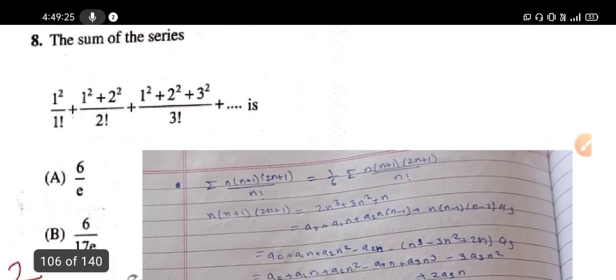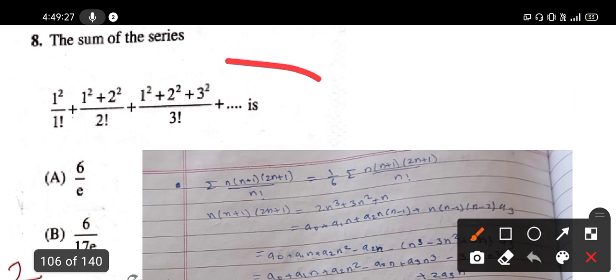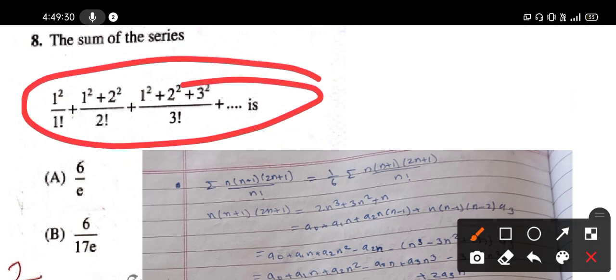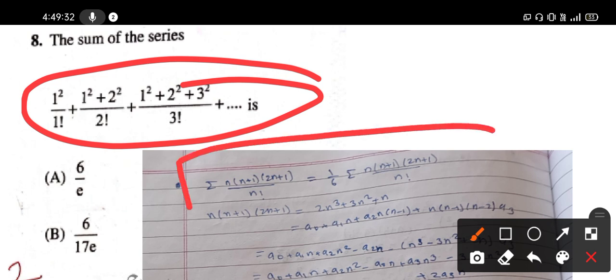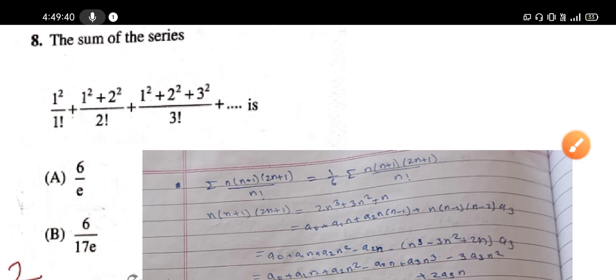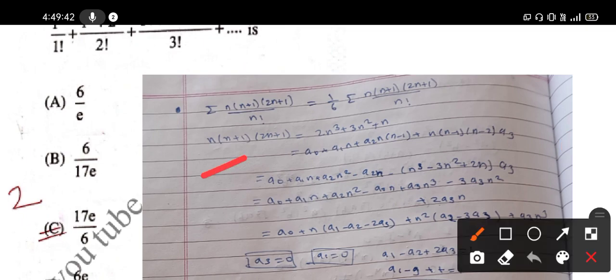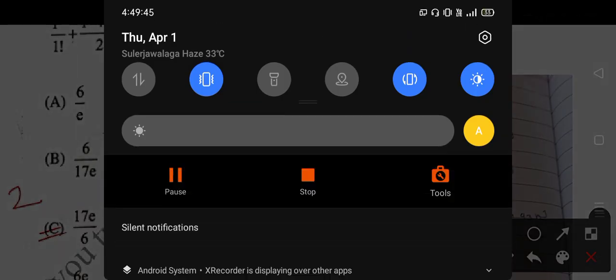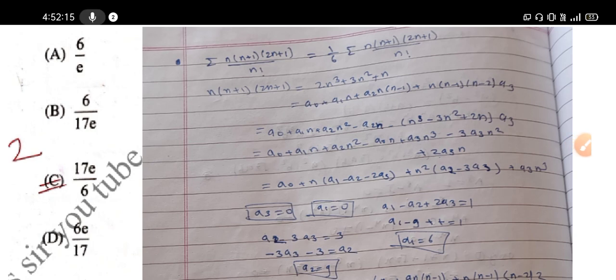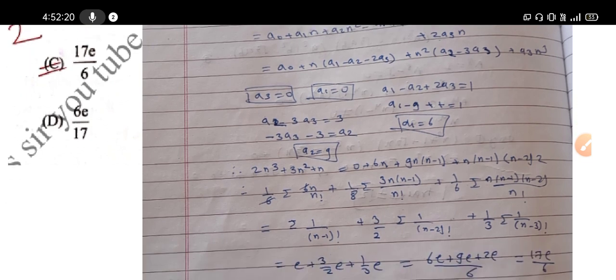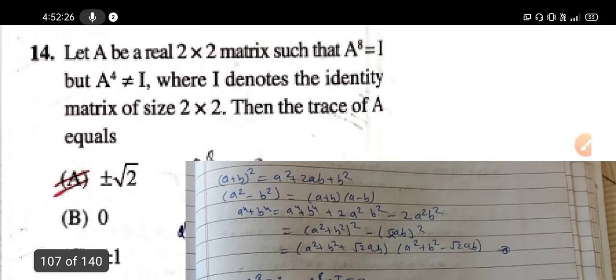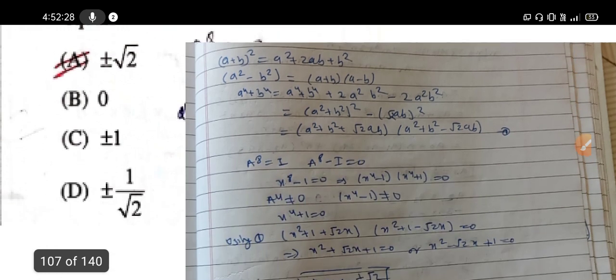Next question. The sum of the series. Find the sum of this series. Put here, that is the formula: sum of (n plus 1)(2n plus 1) upon n factorial is equal to 1 upon 6. And proceed. You can check this option. Here we get option C. Next question. Here is plus or minus 2. This is the solution of that question.